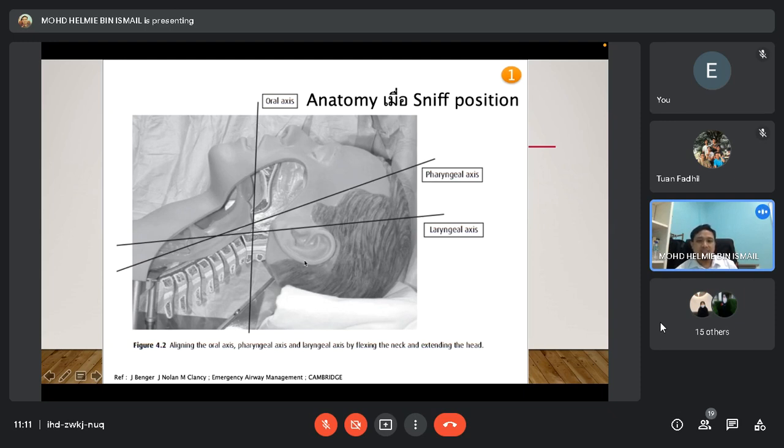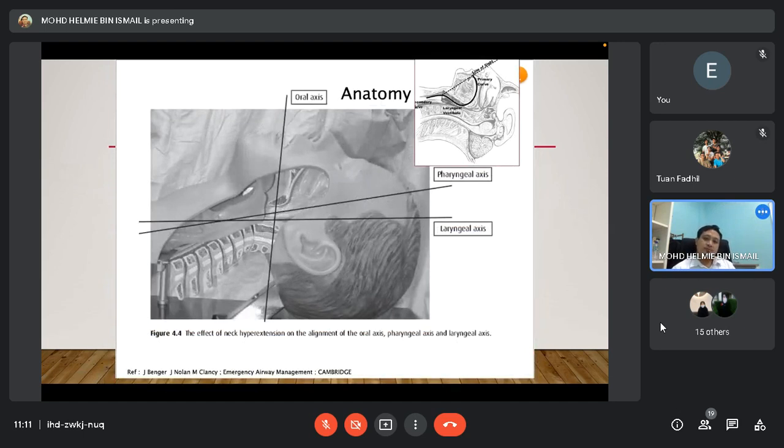That's the sniffing position. Why you do the sniffing position adalah you need to straighten the primary and secondary curves in order to facilitate intubation. How you do it adalah flex the neck, extend the head. Okay, boleh faham kat sini? Sniffing position.